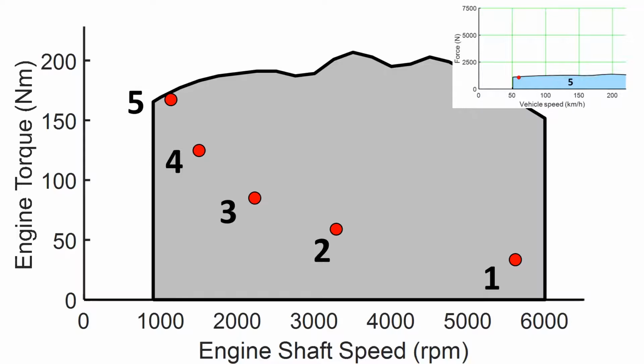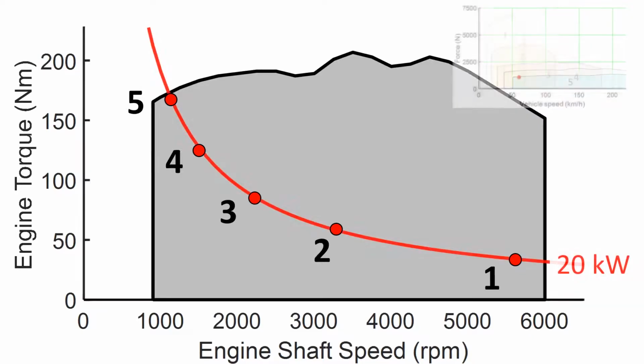If we plot a line showing all operating points which provide 20 kW power from the engine, we get this red line. 20 kW was the traction power required in the analyzed driving situation, and of course all the engine operating points end up on this line. Since the gearbox cannot add any power, it just transforms speed and torque.